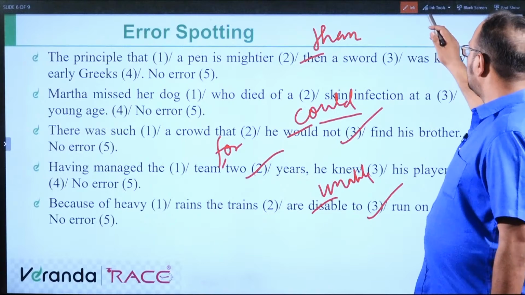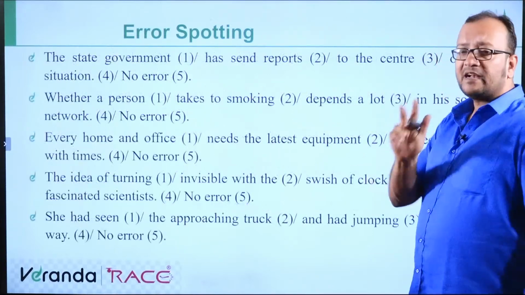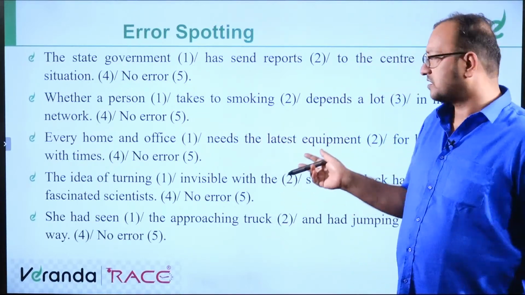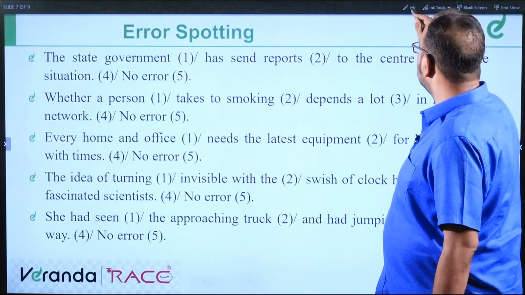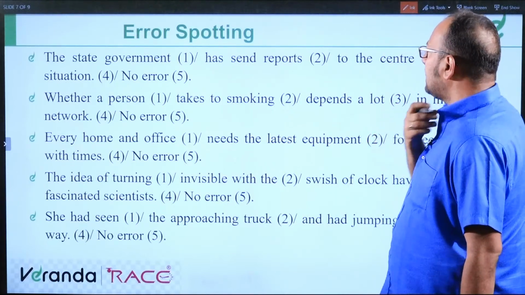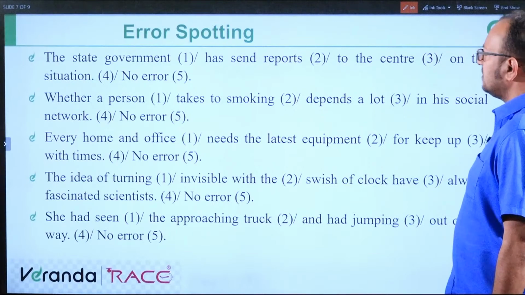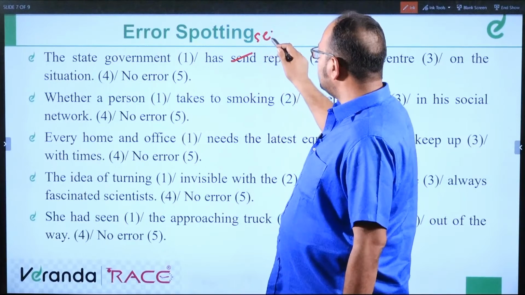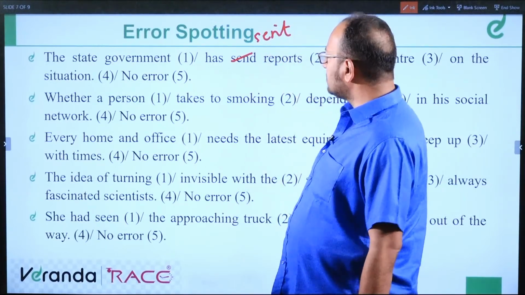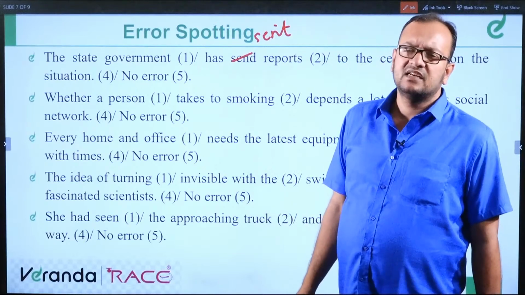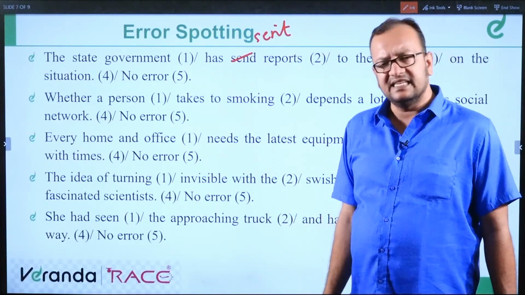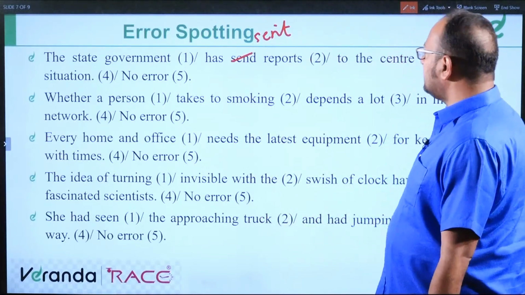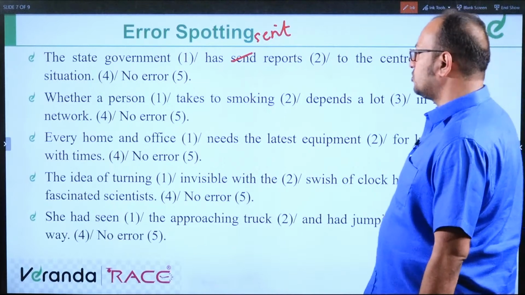Okay, fine. Next question. So we have to come back to 2 questions. One was poor maintenance facilities, and this was the dog question, right? Fine. Next question. The state government has sent reports to the center on the situation. Okay, so it should be has sent, S-E-N-T. Why has sent? Because has plus V3. Send, sent, sent, sending, sends. So V3, the past participle, should be sent. The state government has sent reports to the center on the situation.